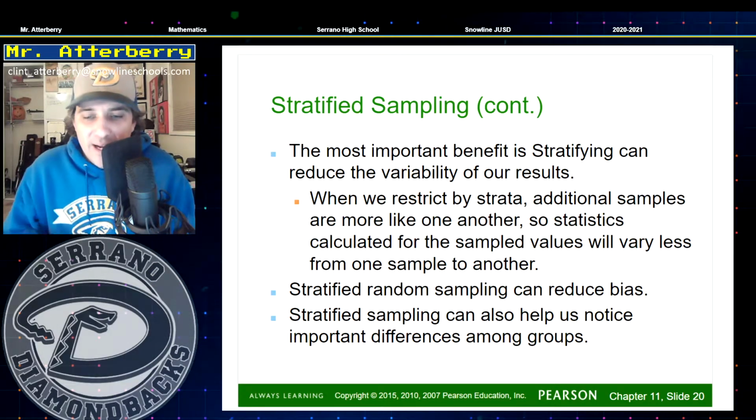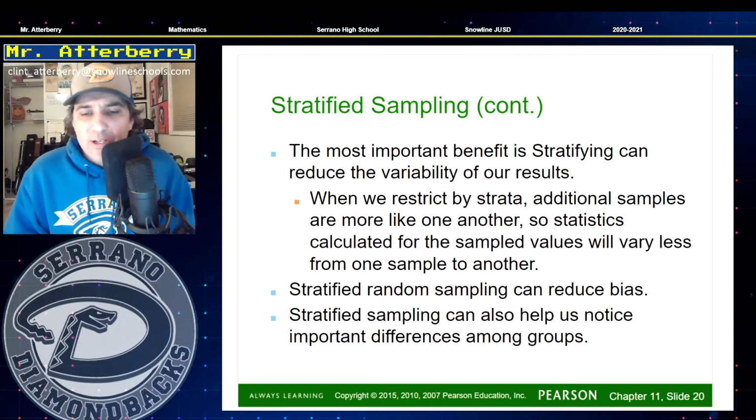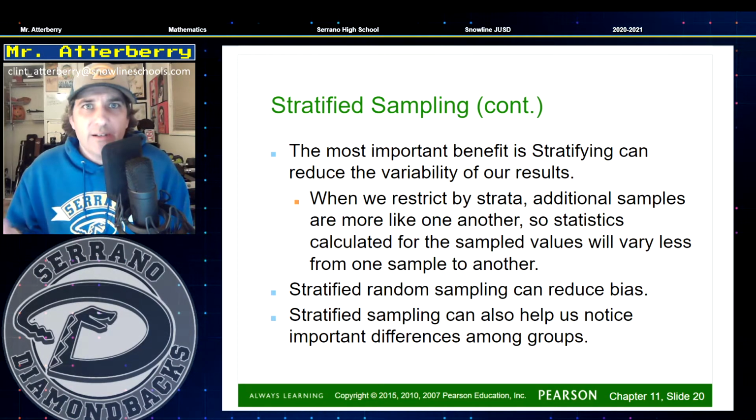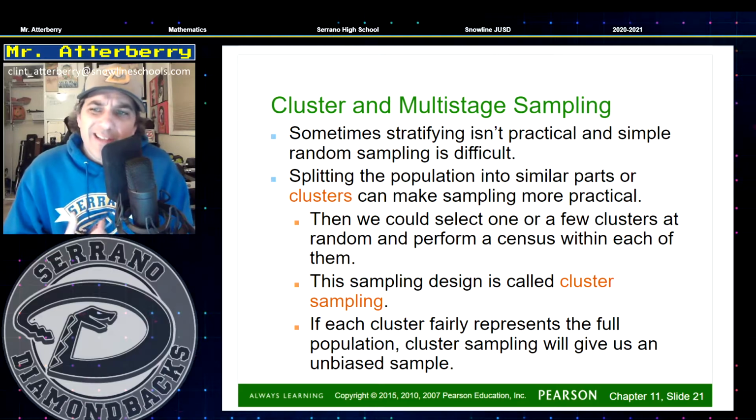Also, each group might have their own little patterns that come out. So by doing the groups, it's easier to compare and see how the groups are the same or how they're different. So, cluster and multi-stage sampling.